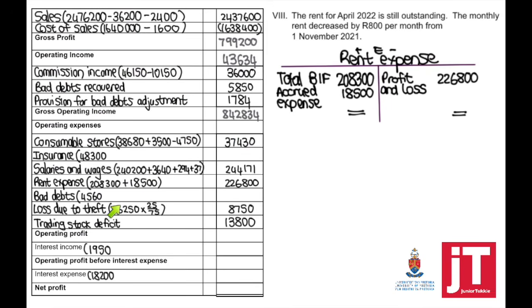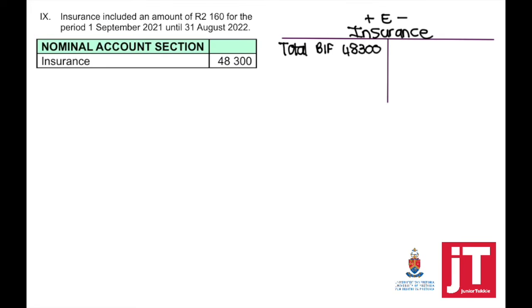In my income statement, we are going to say plus 18,500 to the rent expense. So this will be our total expense for this accounting period.